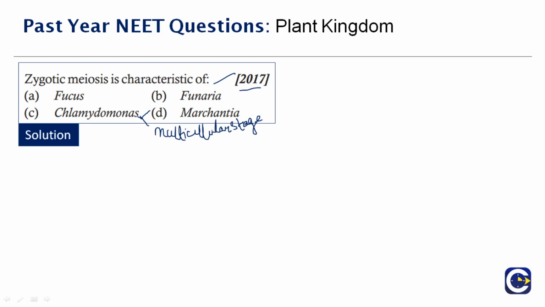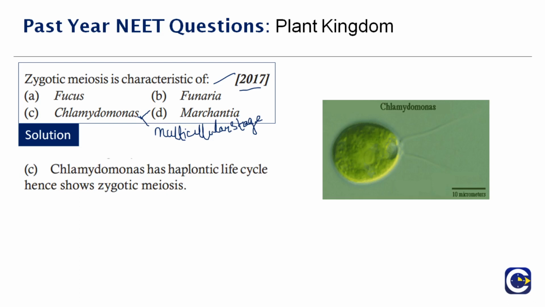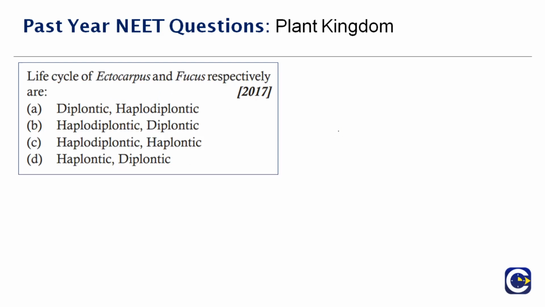Therefore the correct answer to this question is option C, Chlamydomonas. Chlamydomonas has a haplontic life cycle, hence it shows zygotic meiosis. To your right side you can see a clear view of the microscopic image of Chlamydomonas. So this is how it will be. Now let's move to the next question.